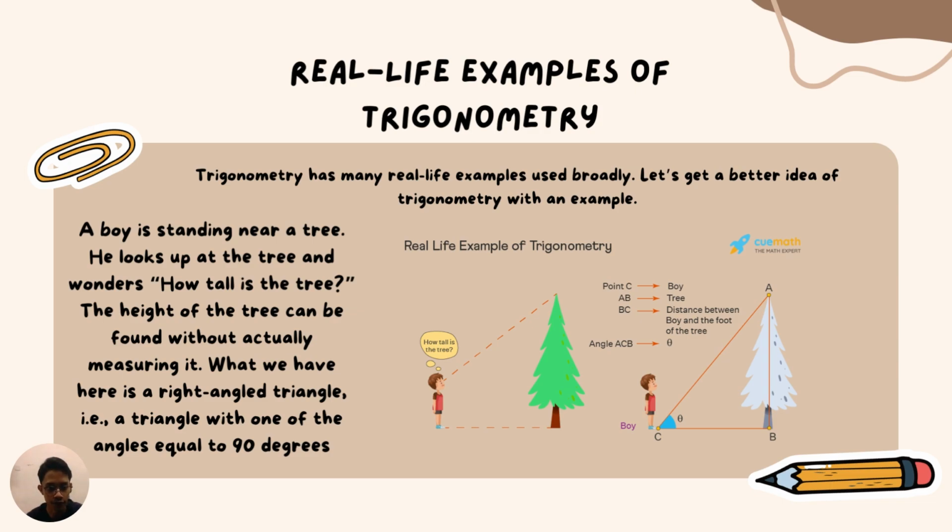What we have here is a right angle triangle with one of the angles equal to 90 degrees. From point A to B, we can call it opposite. From point B to C, we can call it adjacent, and from A to C, we can call it hypotenuse. So the angle ACB we call theta. That's all from me. Thank you.